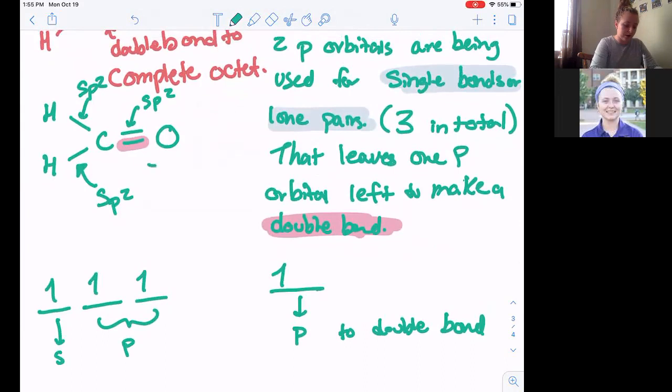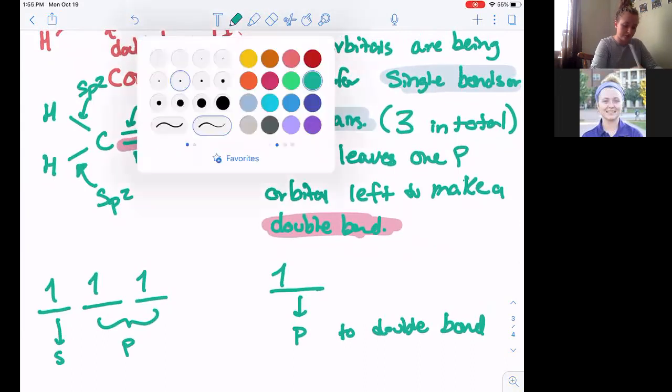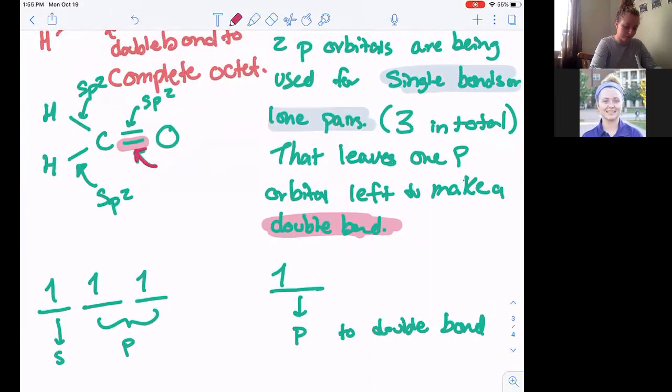So then this right here is your double bond, your p orbital. Okay? Hopefully that makes sense. And so this is where it's going to get a little bit complicated, because I'm going to talk about what that looks like. Well, I'll go over SP and then I'll get into some more complicated stuff.